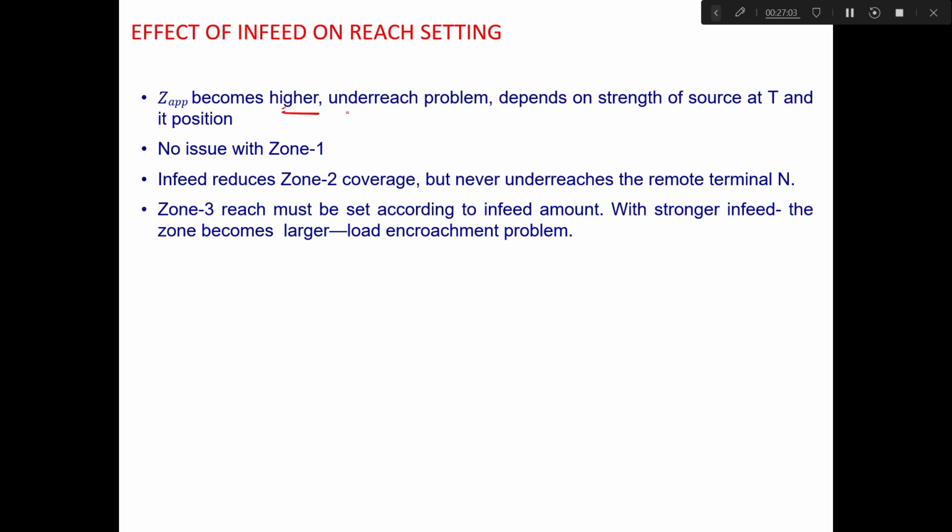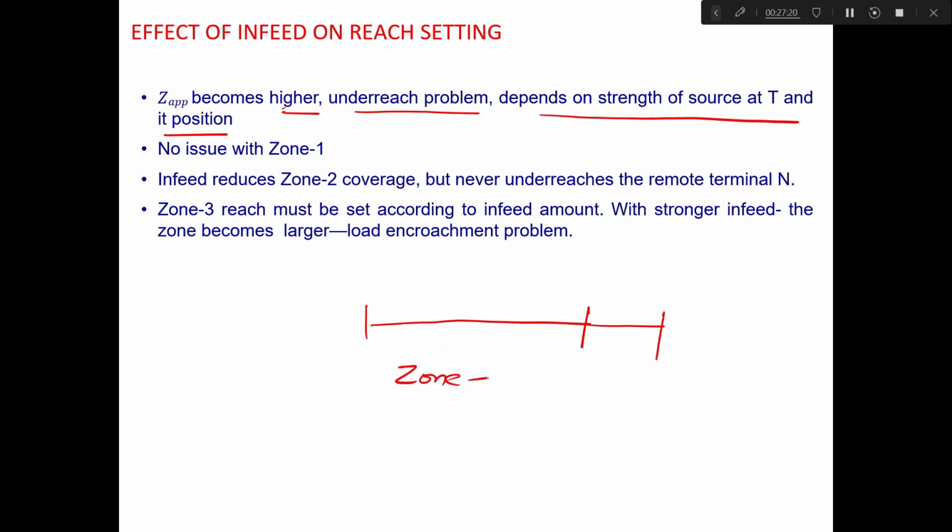And once this impedance becomes higher, there is an underreach problem, and it depends upon the strength of the source at T and its position. What is the meaning of underreach? Underreach basically means, in this actual case, suppose your fault is in zone 2, but the relay sees the fault in zone 3. So this is called underreach.